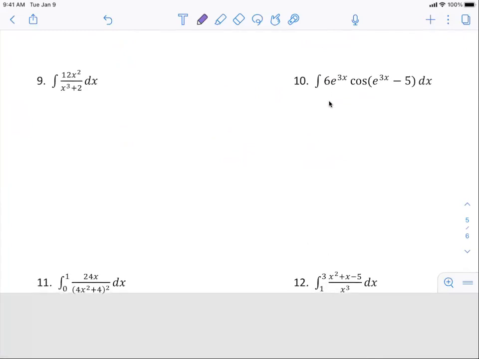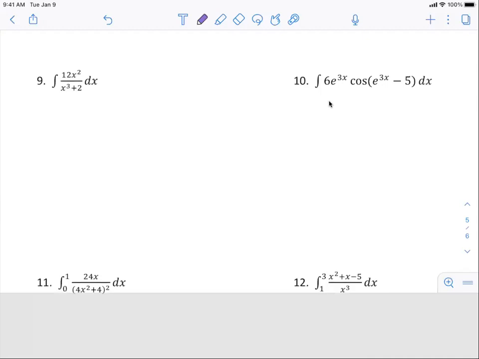Okay, number 9. Can we simplify this? It's not a basic rule. We cannot simplify. We can't divide by that denominator because it's more than one term. We can't break apart a denominator, only a numerator. And so there's not a real clear inside and outside, like with a power or a square root. So we probably are going to want to do u substitution here.